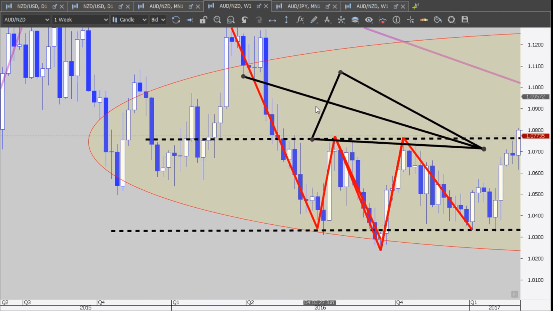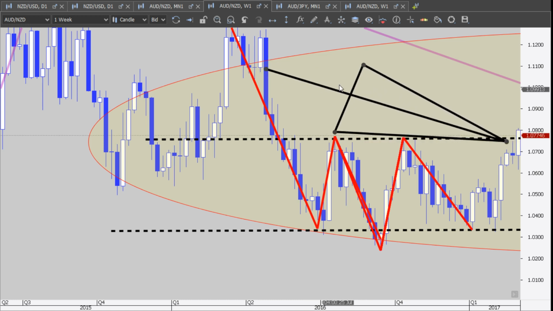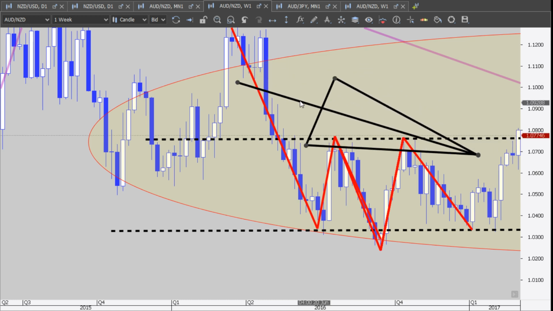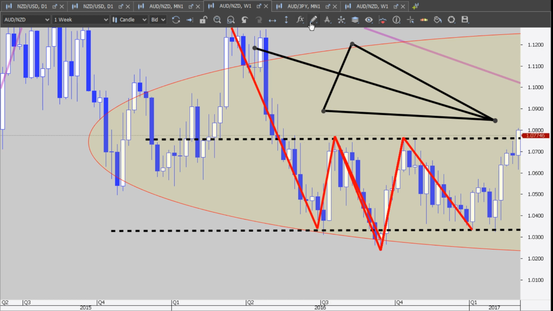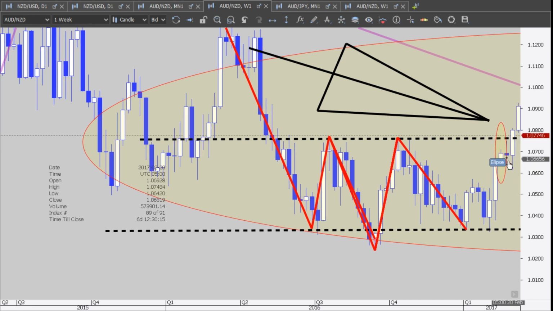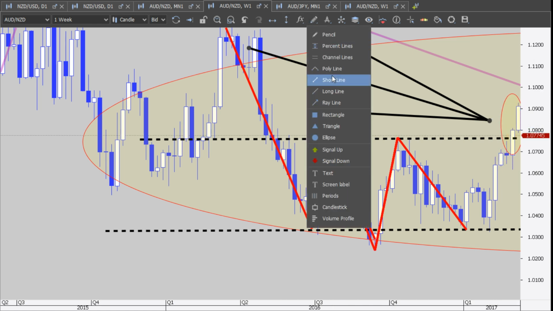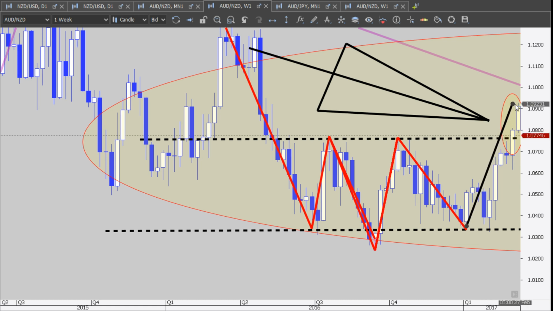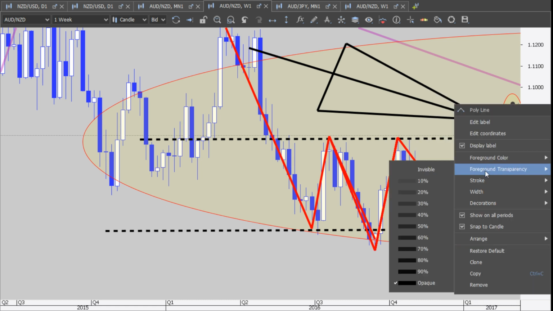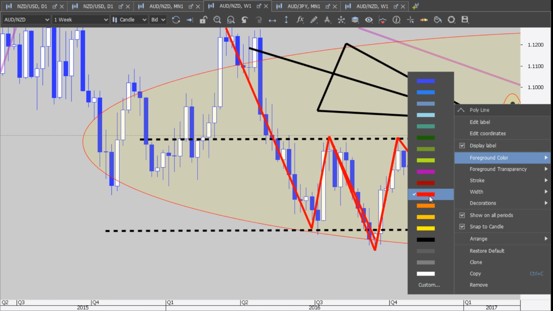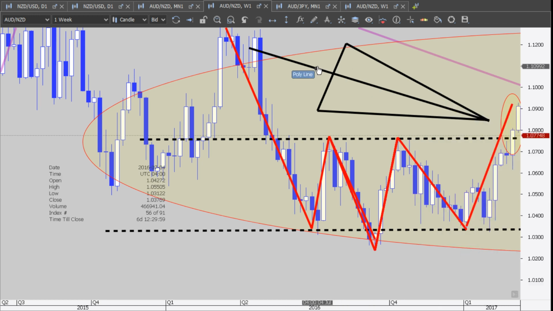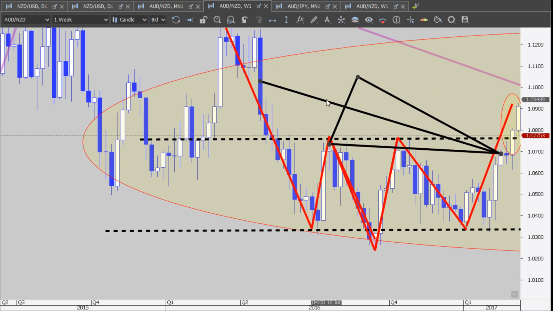We have a confirmed channel, so you could be out in here, pocket your profits, or because right now we have a higher high finally. Let's see one more candle. We have a higher high finally, right? Now maybe the retracement is over. Okay, this is the confirmation, Miguel, that the retracement is over.